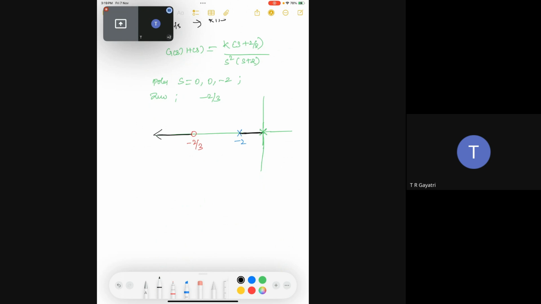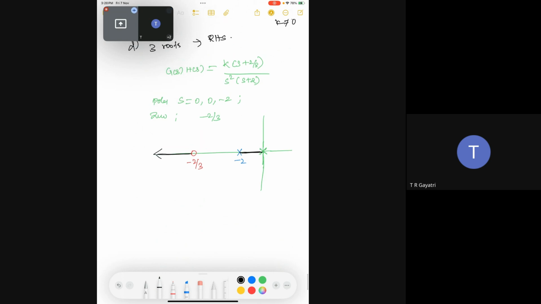Ma'am, one doubt. So when you say two poles on 0, that point will be calculated. Yeah, right. I'm understanding what you're trying to say. These are like silly mistakes we make in exams. So these are two poles, right?